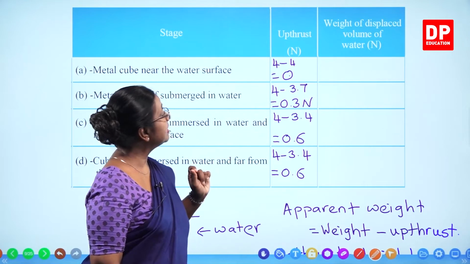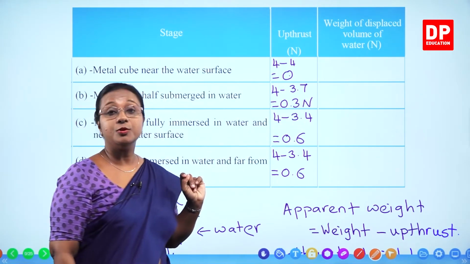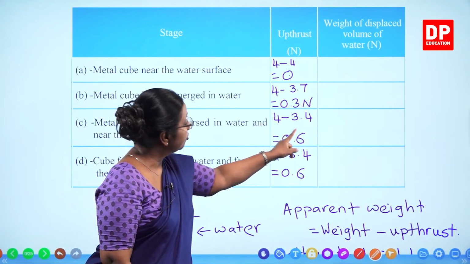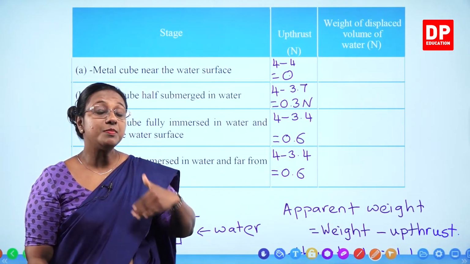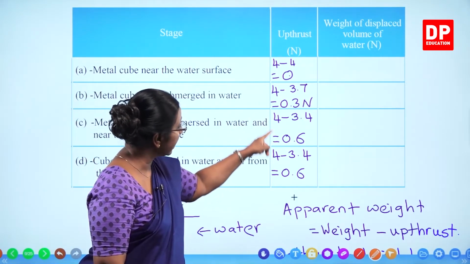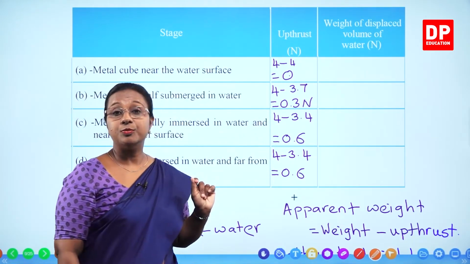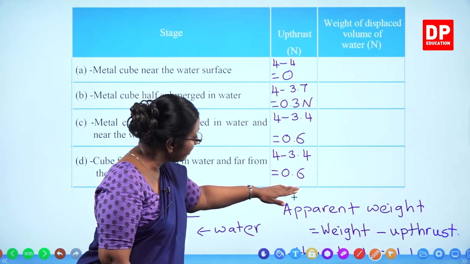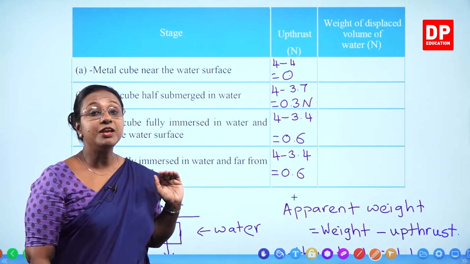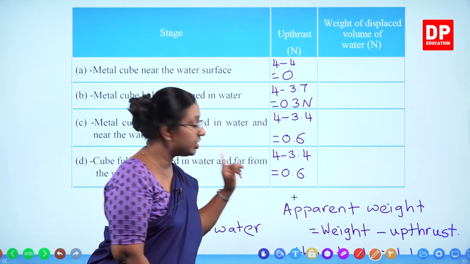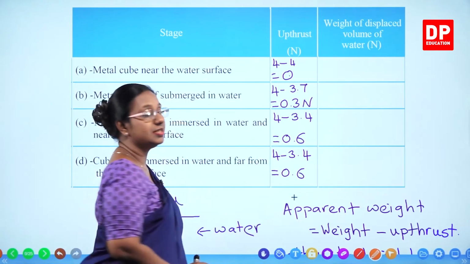Then when you immerse it partially or half submerged, the upthrust is 0.3 Newton. When you fully submerge it, it's 0.6. So, half submerged and fully submerged, you can see the upthrust becoming double, 0.3 and 0.6. But even when it is fully submerged, even though you push it further down, far away from the surface, there is no change in the upthrust. It's the same value, 0.6 and 0.6.